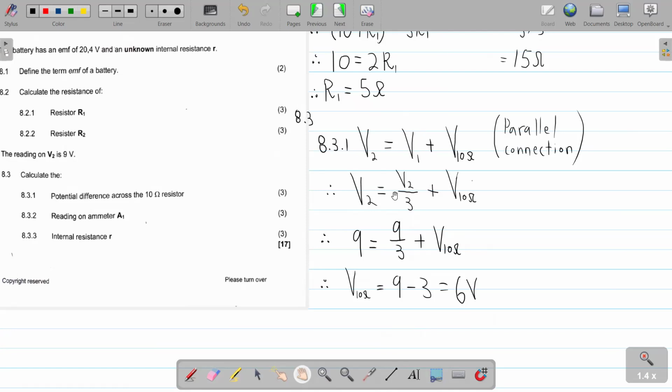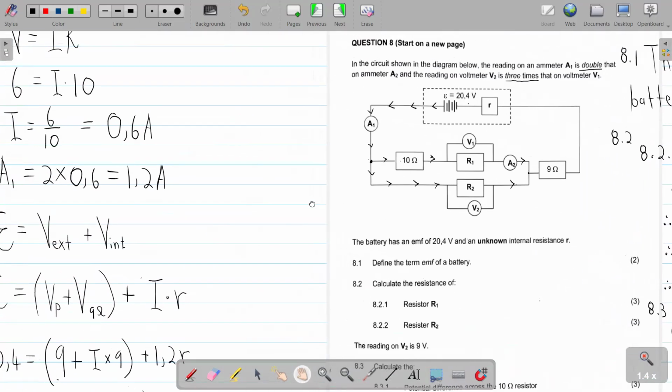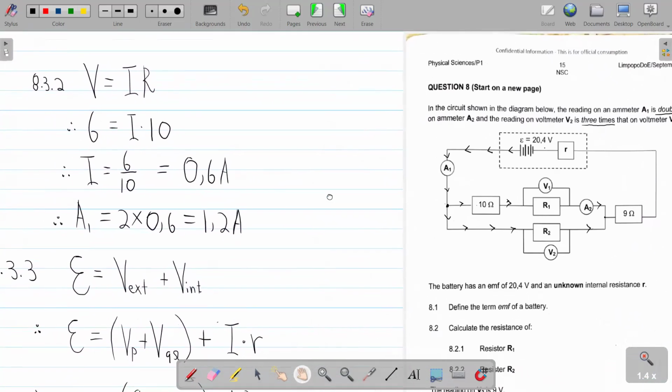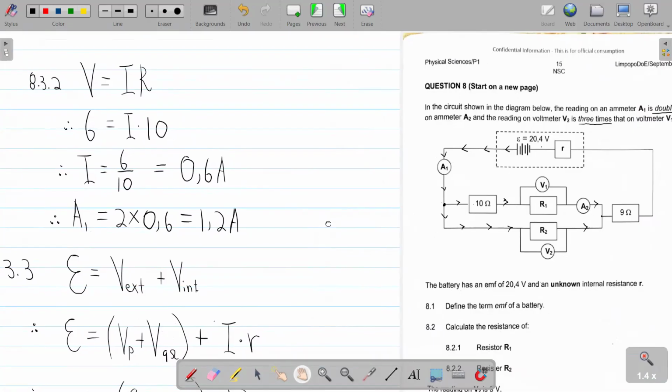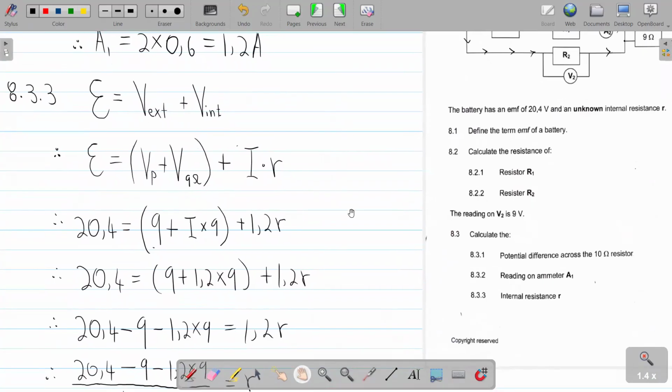So from there we get the voltage across the 10 ohm resistor. Then from there, we can find the current passing through the 10 ohm. And then we can multiply it by 2 to get the current passing through A1. And here we used the equation for EMF to get the internal resistance.